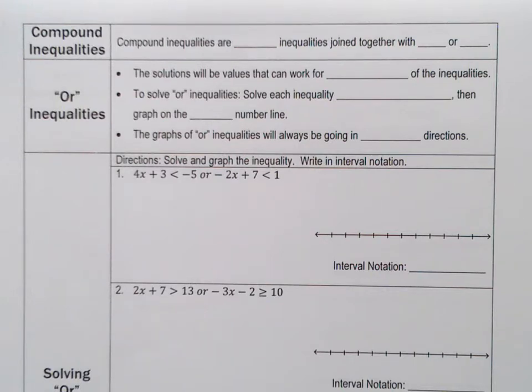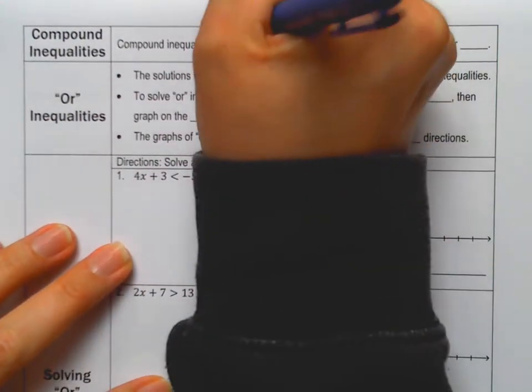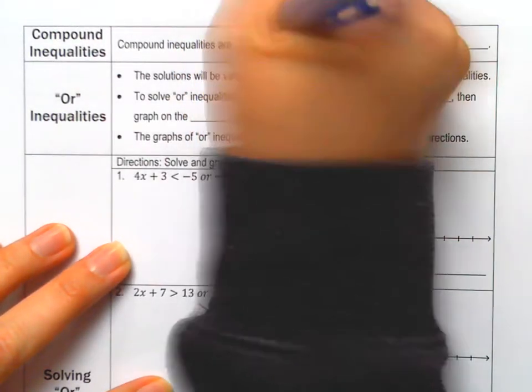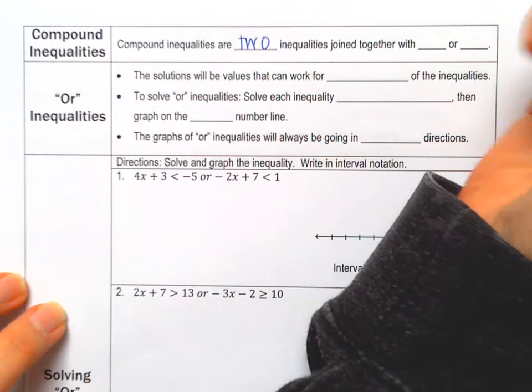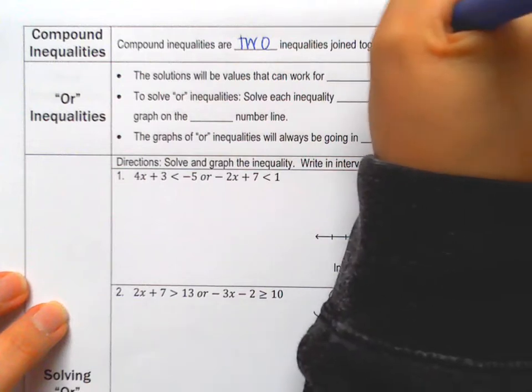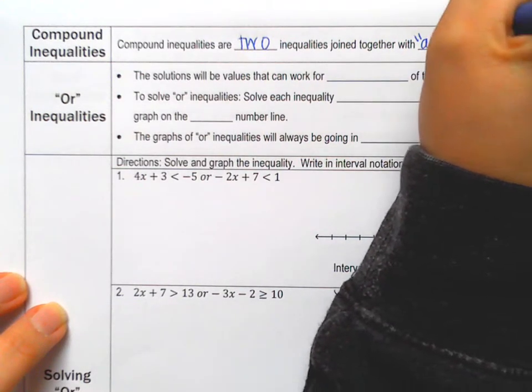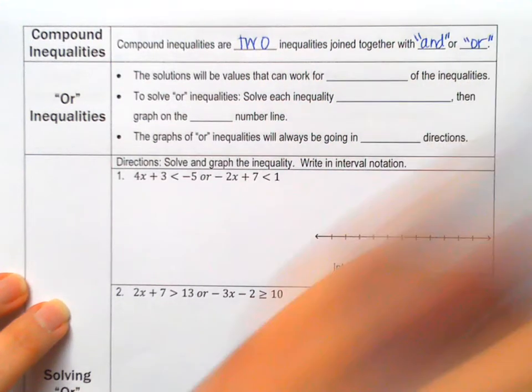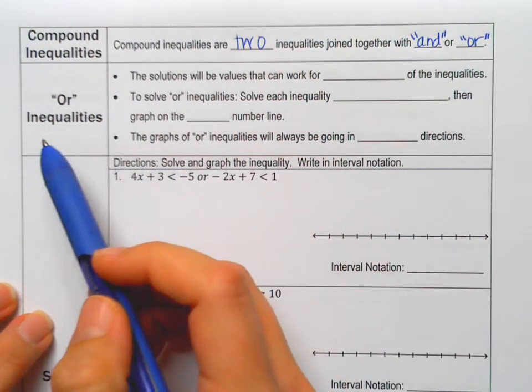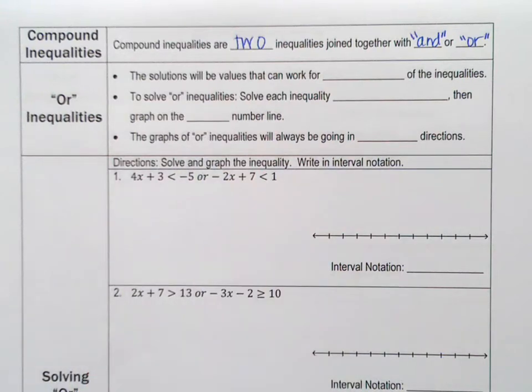So what are compound inequalities? Compound inequalities are two inequalities joined together with an "and" or an "or." We'll talk about when you see an "and" or an "or." So we're going to start with just talking about "or" inequalities.